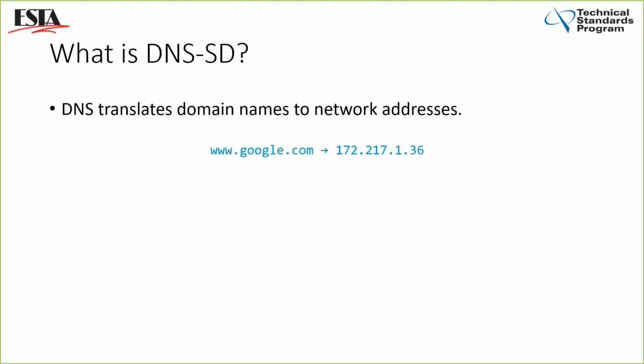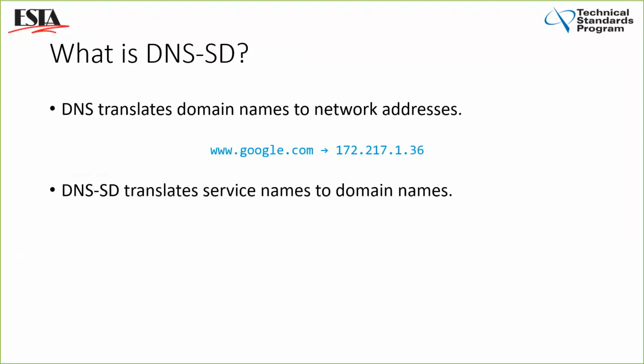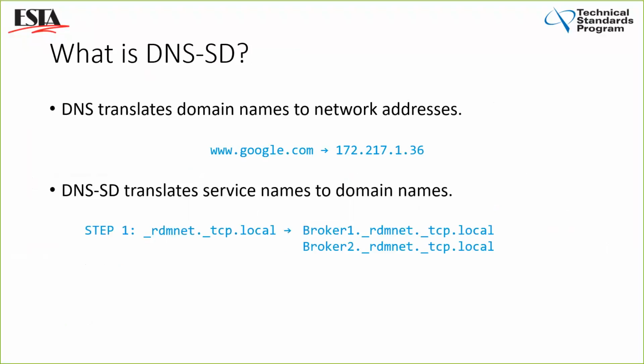The first thing that will happen is a DNS query which translates that name into an IP address, which tells your browser what server to connect to. DNS service discovery is pretty similar, and the only difference is that it translates a service name to a domain name. So a service in this case means anything that provides a service that you need. In this case, our service is RDMnet, right?